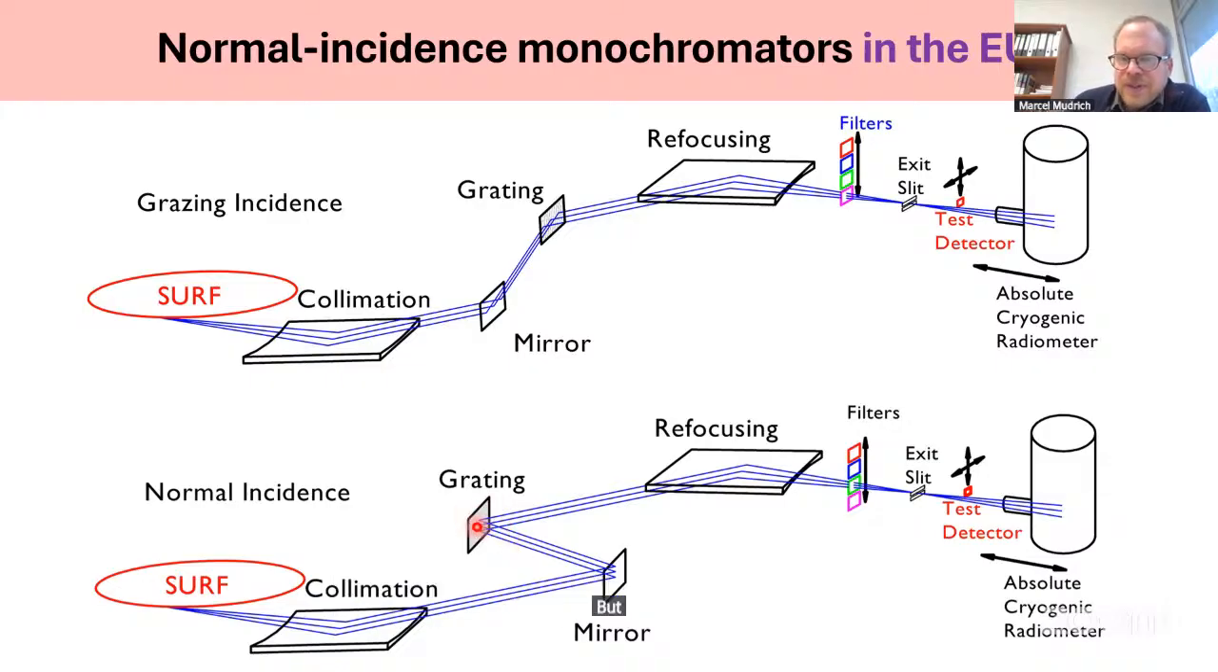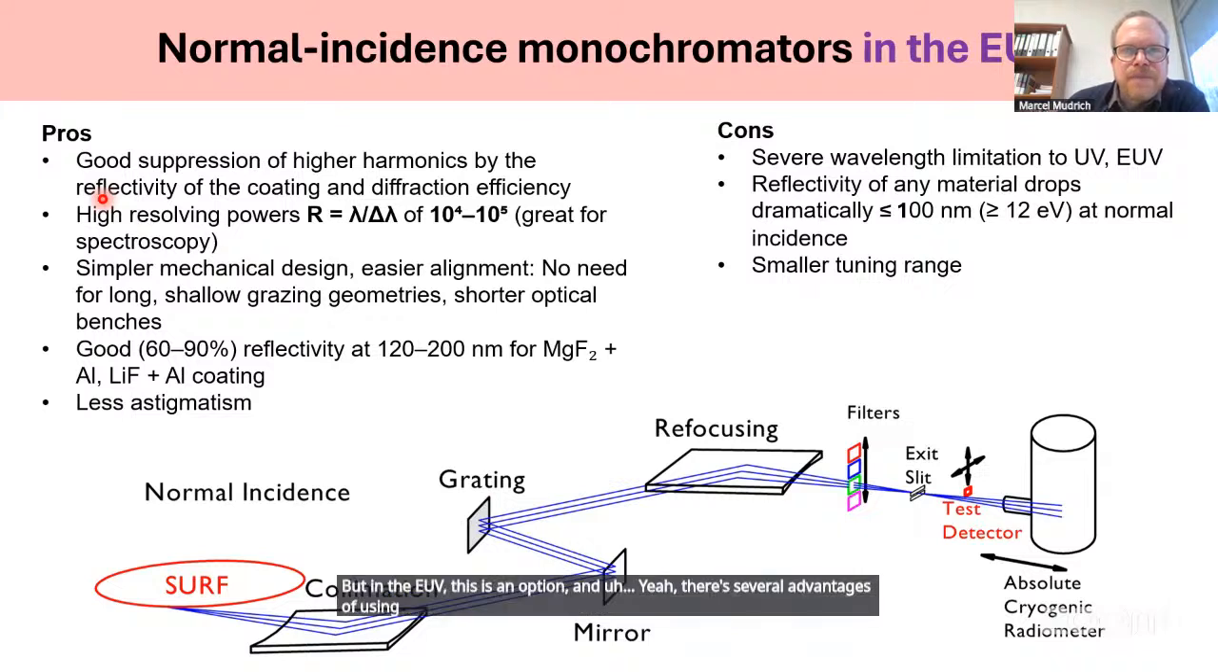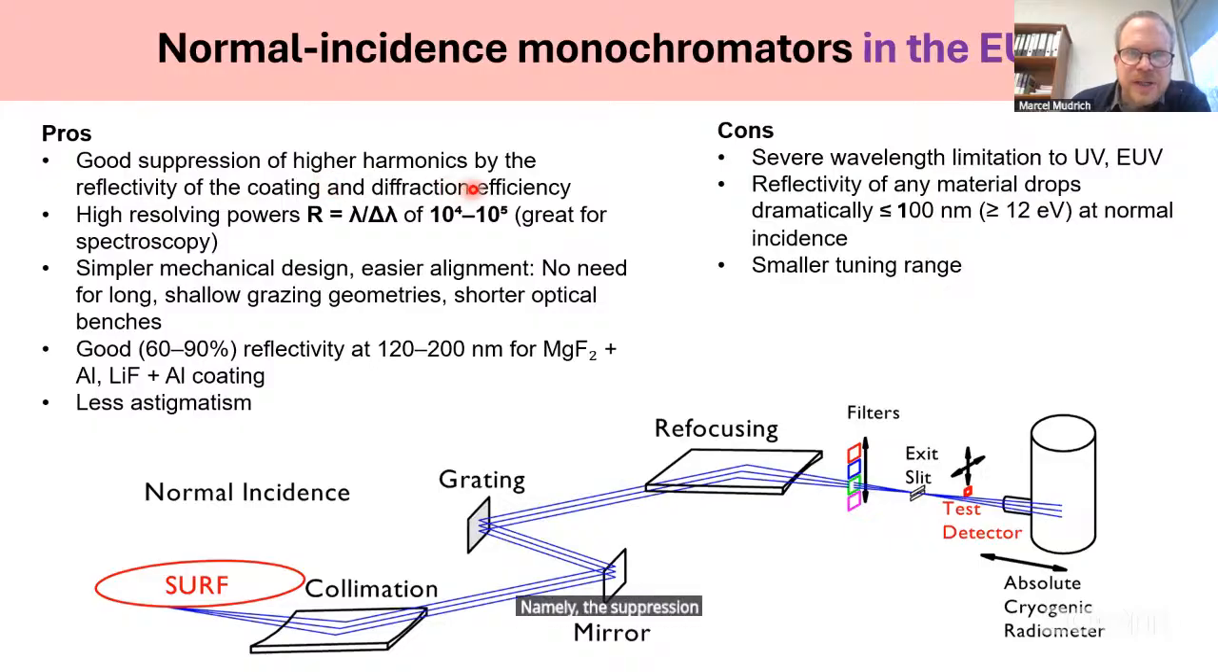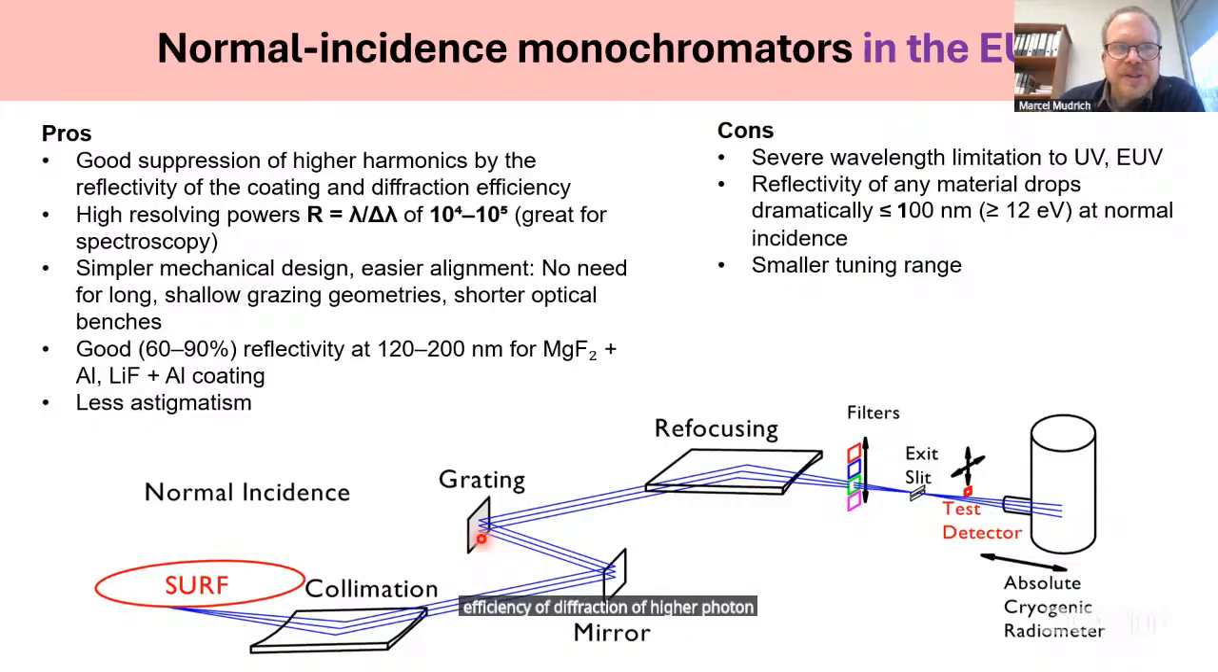But in the EUV, this is an option, and there are several advantages of using these normal incidence monochromators, namely good suppression of higher harmonics, just because the efficiency of diffraction of higher photon energies drastically drops when the photon energy goes up above the EUV range. So the efficiency drops for higher photon energies.